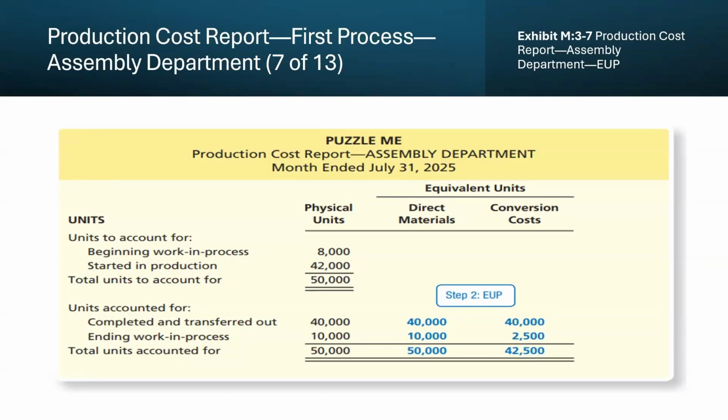Here you see in Exhibit 3.7, it shows how we use this information from step 2 to update the production cost report. So here in step 2, you have the EUP. It shows entries in the equivalent units columns. You have the production cost report for the company Puzzle Me for the month ended July 31st, 2025.